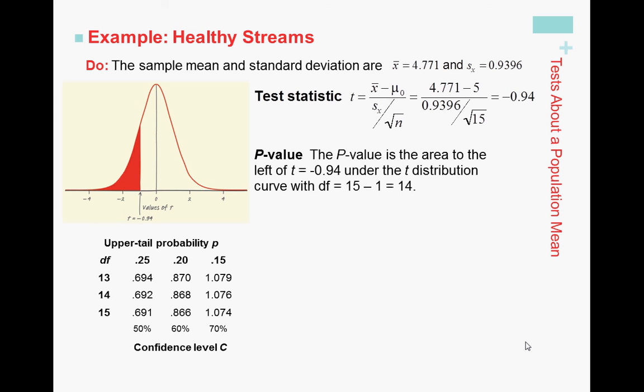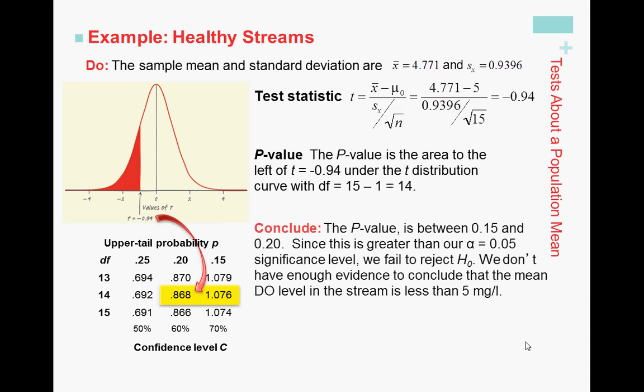But with table B, you would just look for positive 0.94, where the degrees of freedom is 14. And since they've got table B up here, we'll look there and we'll see that it's going to fall somewhere between 0.20 and 0.15. So that is certainly giving us a p-value that is greater than 0.05. So we conclude that the p-value is greater than alpha equals 0.05 significance level. So we fail to reject the null hypothesis. We don't have enough evidence to conclude that the mean DO level in the stream is less than 5 milligrams per liter.